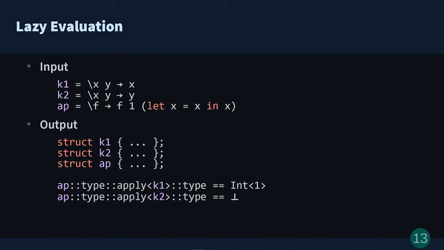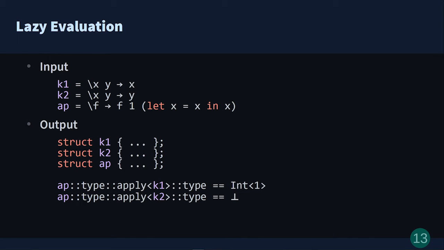So, I mentioned before that the translated metaprograms should be evaluated lazily. You can put this to the test by defining 2 variants of the const function. K1 is a const function which uses its first parameter and ignores the second one. K2 uses the second parameter and ignores the first one. We also define the AP function, which applies its parameter f to a terminating and a non-terminating computation. The terminating computation in this example is simply the number 1. The non-terminating computation is a simple infinite loop, let x equals x in x.